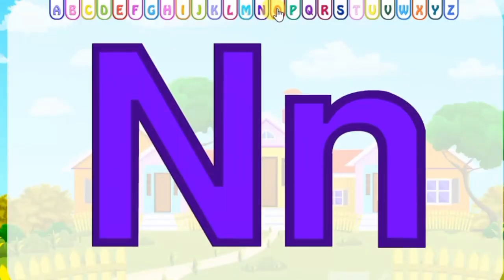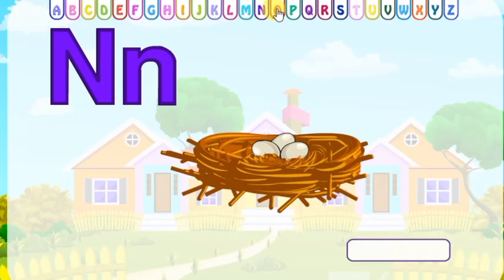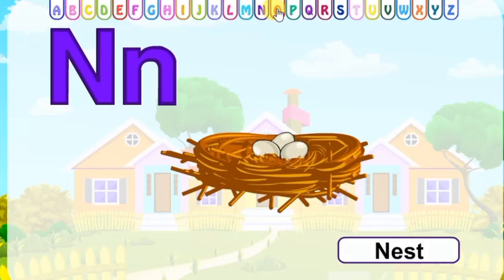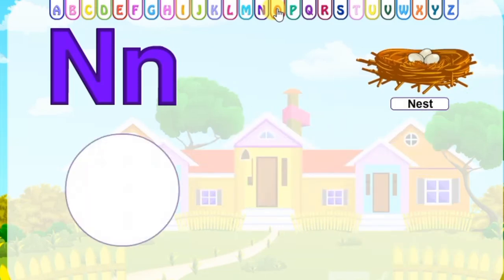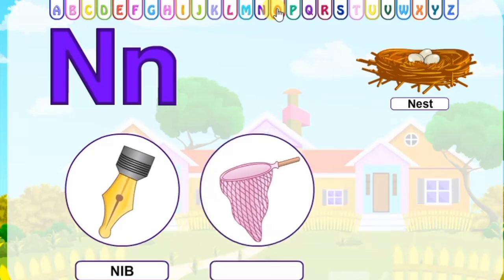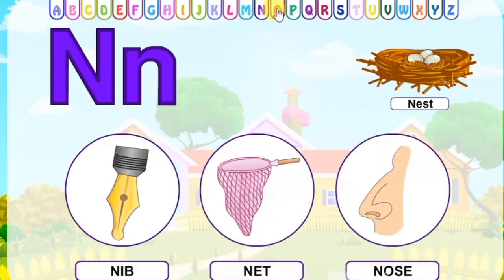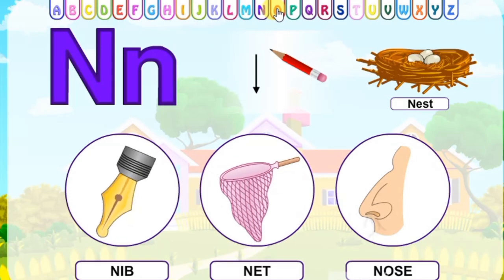N. Nest, nib, net, nose. Join the dots to make N.